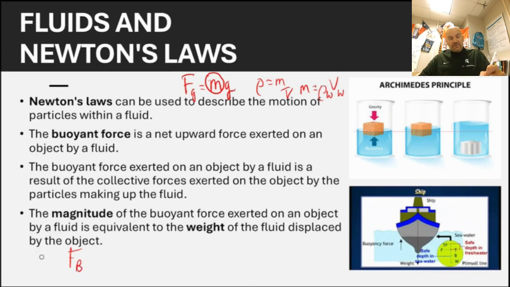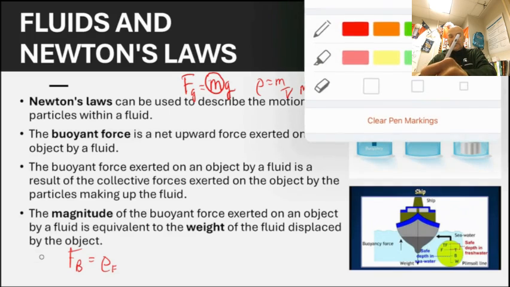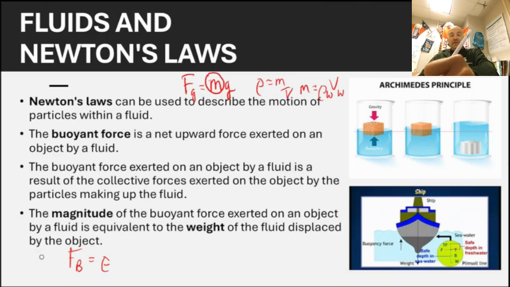So the buoyant force, F sub B, is equal to rho fluid. We'll keep calling it water just so that we don't get our F's mixed up. So we'll call it rho water, volume water times g. And this right here is known as Archimedes' principle.